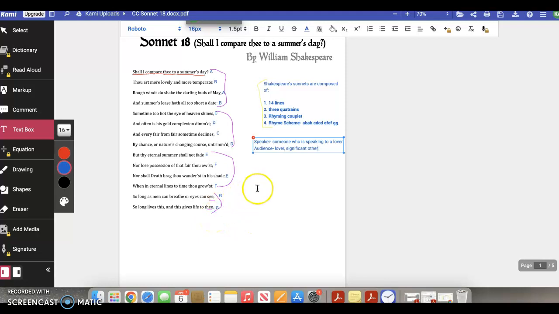When we're making a comparison without using like or as, that comparison is called a metaphor. So the comparison being made here is the love to a summer's day. Now, we often think about a summer's day as being a beautiful kind of day.